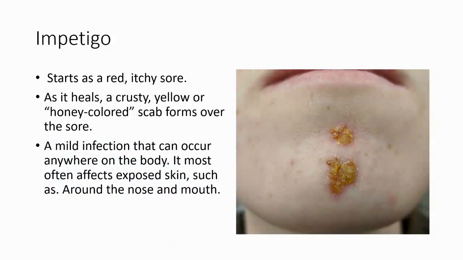The next one is impetigo, and it starts with a red, itchy sore. As it heals, a crusty yellow honey-colored scab starts forming over it. It's a mild infection that can occur anywhere on the body, but it most often affects exposed skin. Most commonly, we see this around the nose and the mouth. So this is highly contagious.